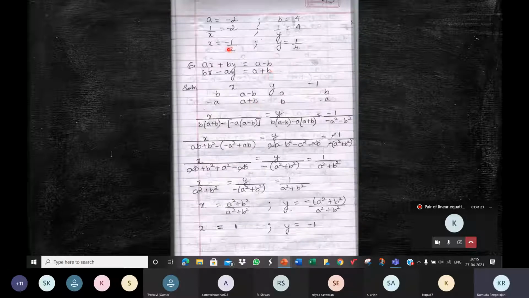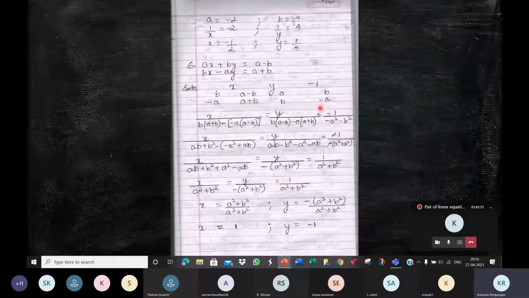Then, after writing this, the coefficients of the x terms, a and b, make the third column. And finally, plus b, minus a, plus b, minus a. So we start from here, then we write this, then we write this one and we finish with this. We finish where we started. Like this, we arrange the columns.